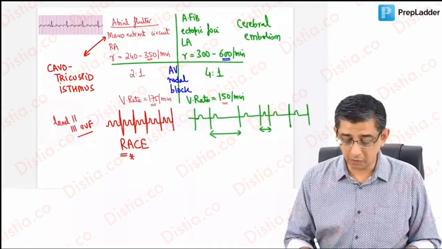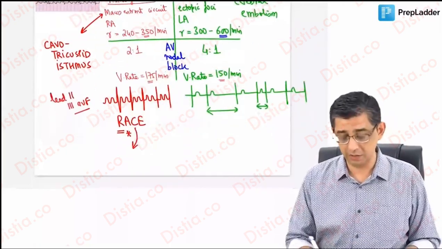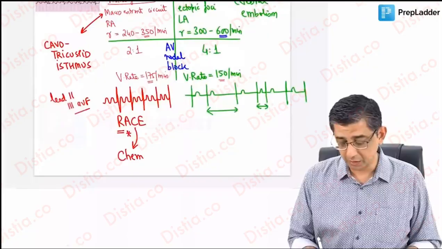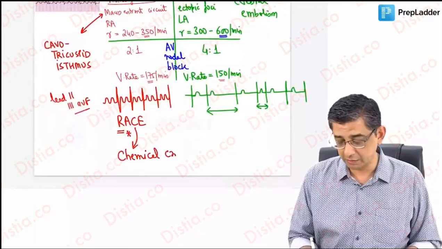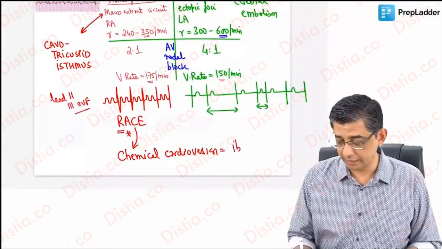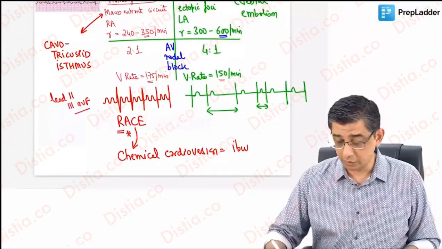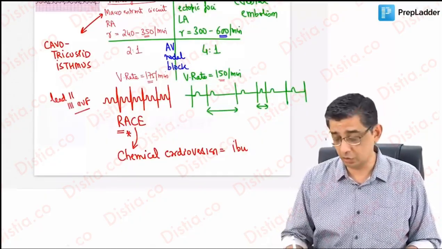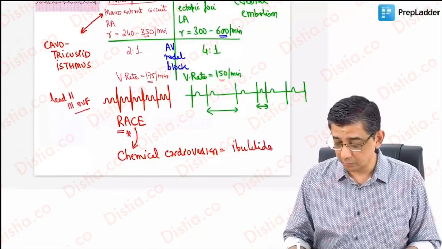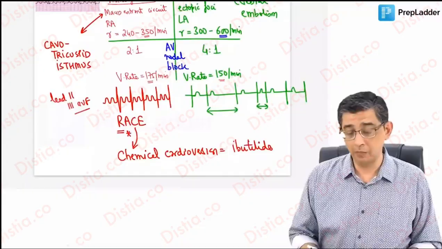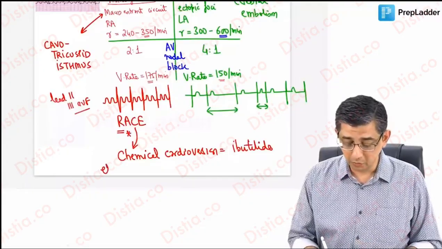Then is chemical cardioversion. C stands for chemical cardioversion. The drug I taught you for chemical cardioversion for atrial fibrillation and atrial flutter is the same. What will you answer, guys? You will answer ibutilide. It is a class 3 antiarrhythmic molecule. And at the same time, I also want you to remember that if ibutilide is not given in the MCQs, then amiodarone can also be answered. But if all will fail, then you will go for DC shock.